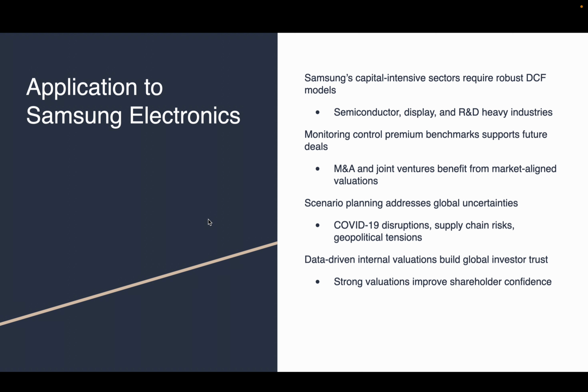Monitoring control premium benchmarks ensures Samsung accurately prices future M&A deals and joint ventures. Scenario planning prepares Samsung for global uncertainties like COVID-19 disruption and geopolitical risks. More importantly, data-driven internal evaluations build trust with global investors and support Samsung's long-term leadership in its industry.